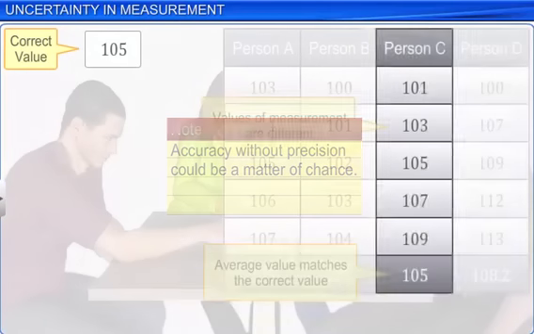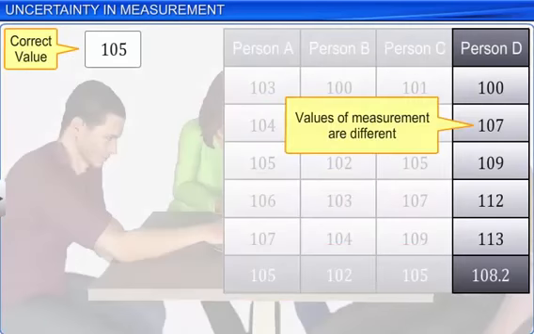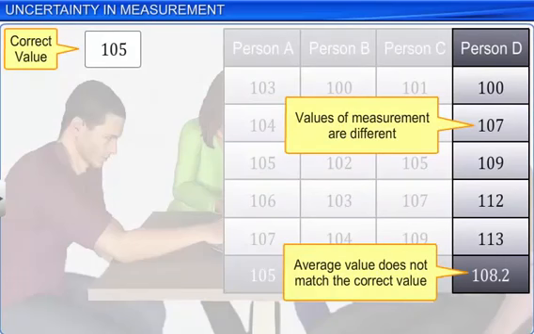For person D, the average value does not match the correct value. Neither are the values of different measurements close to each other. So, D's data is neither accurate nor precise.